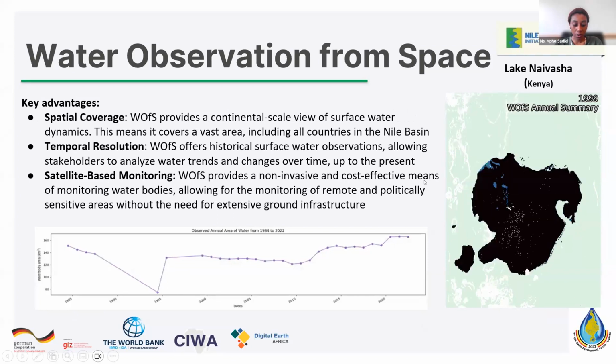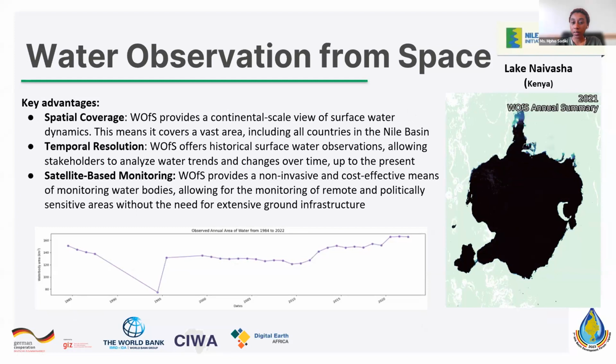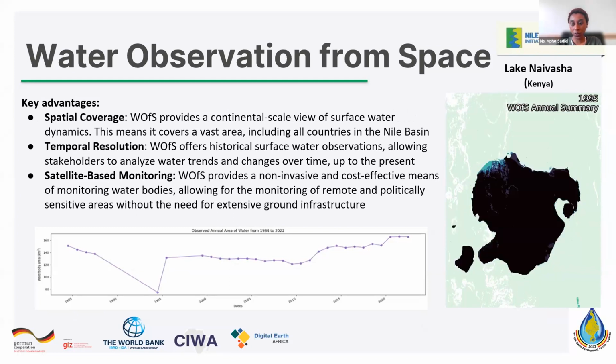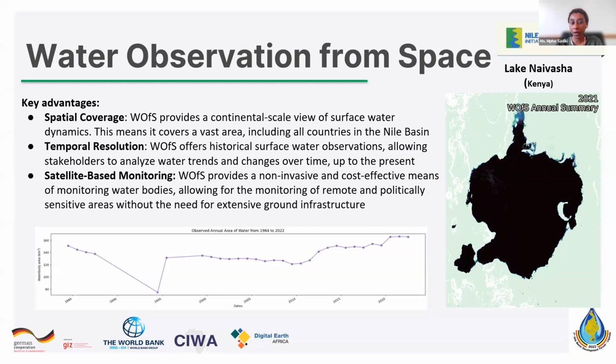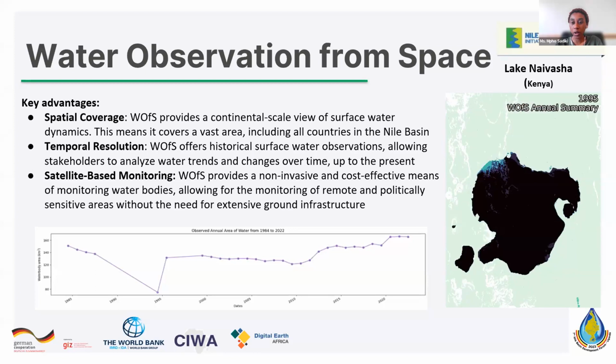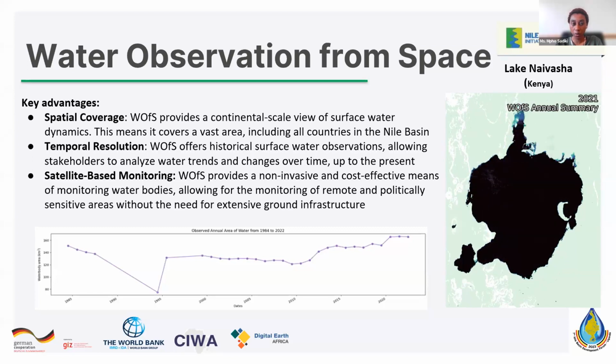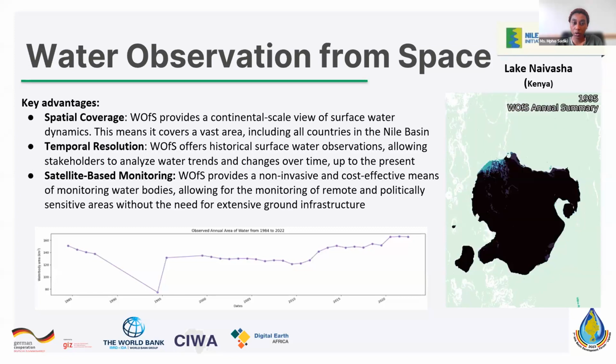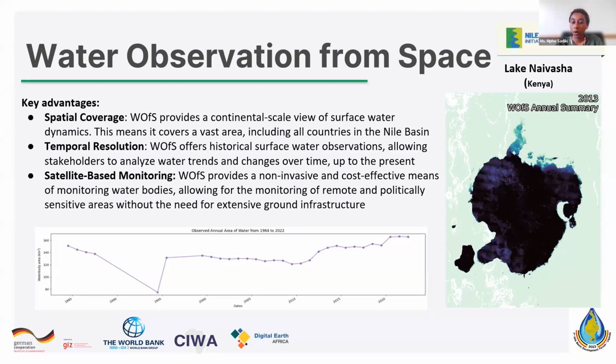So the key advantages of the water observation from space service is that it provides you with a continental view, first of all. So the entirety of the Nile Basin is included within this particular water observation from space product. It also takes away the time that one would take to process the Landsat imagery and then create some sort of analysis that will look at how water is changing over time, but rather just go into the Digital Earth Africa platform. You can see how a water body of interest is changing without having to go through too much trouble. And of course, it gives you the temporal resolution because it offers you historical surface water observations, so you can analyze how water is changing with time.